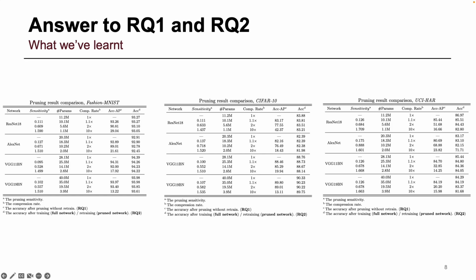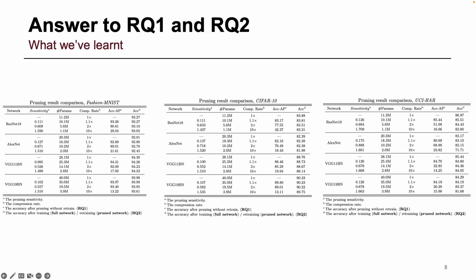But for models for temporal domain datasets, for example UCI HAR, the pruning is kind of destroying the models. So the models for these kinds of datasets are very vulnerable.